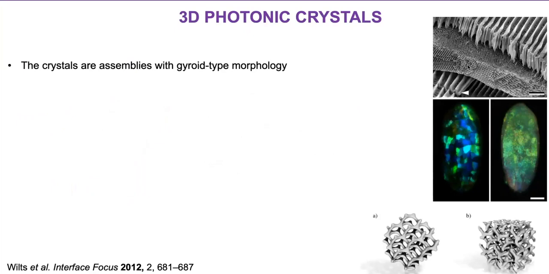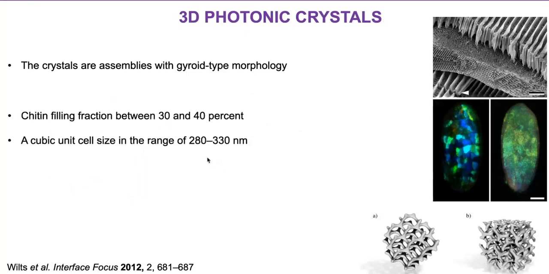And there are two different structures that you see here. One is these grated structures, and in between these two grated structures, what we have is a three-dimensional gyroid-like structure, a very complex network like this. And these are made up of chitin, which fills about 30 to 40% of this.